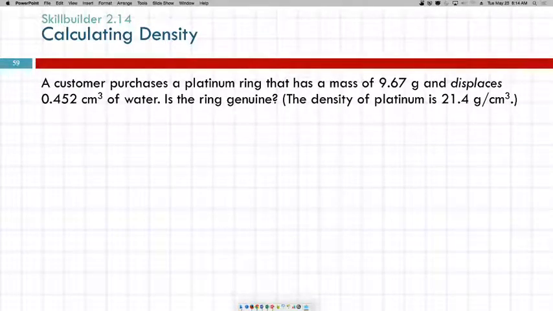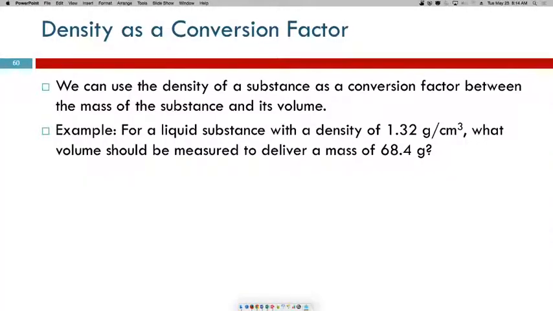Here's another one. A customer purchases a platinum ring that has a mass of 9.67 grams and displaces 0.452 cubic centimeters of water. Is the ring genuine? And then we're given the density of platinum. Platinum always has the same density. So if the ring is made out of platinum, its density should match the known density of platinum. Doesn't matter how thick or thin, how large or small the ring is. So we need to calculate the density. So we're given the mass and the volume.